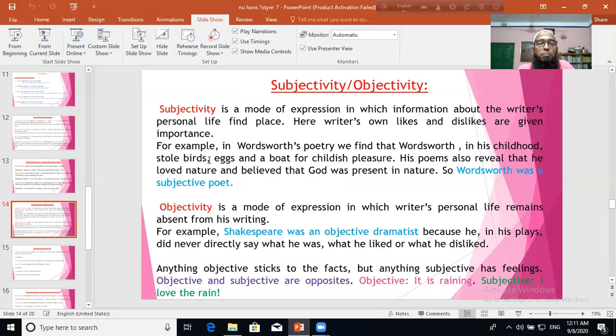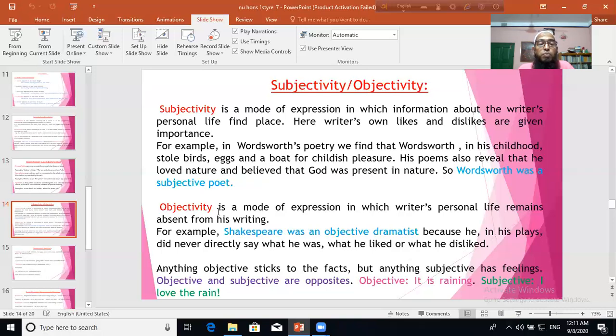He stole birds, eggs, and a boat for childish pleasure. Just for pleasure, he did it. His poems also reveal that he loved nature and believed that God was present in nature. So after reading Wordsworth's poetry, we can learn about Wordsworth. That's why Wordsworth is a subjective poet. That means he used subjectivity in his writing.